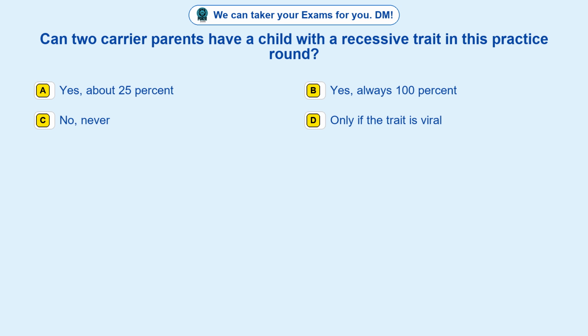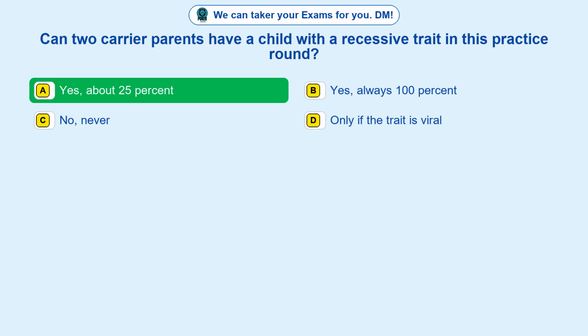Question 11. Can two carrier parents have a child with a recessive trait in this practice round? Option A. Yes, about 25%. Option B. Yes, always 100%. Option C. No, never. Option D. Only if the trait is viral. The correct answer is option A.